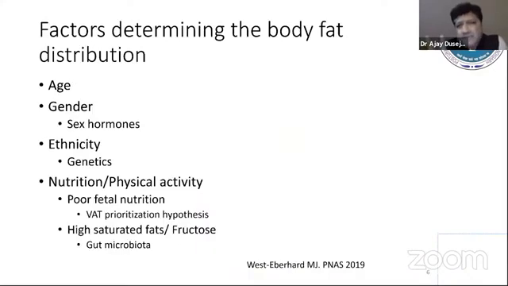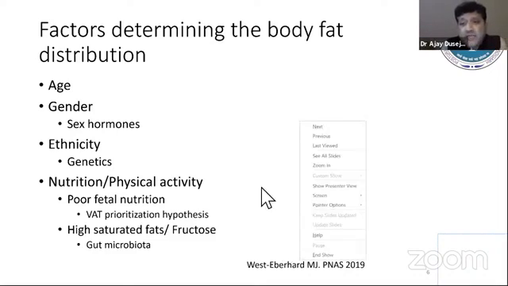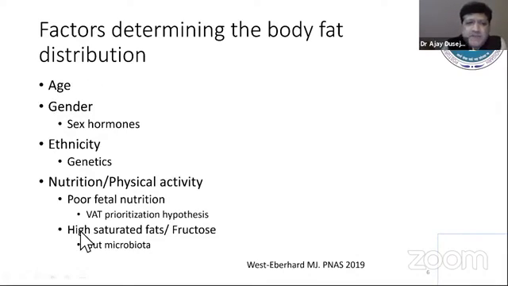Now, what are the determinants of this body fat distribution which we just discussed? You have subcutaneous adipose tissue, you have visceral adipose tissue predominantly, and then the ectopic fat distribution. So what are the determinants? I think this is dependent on various factors. To summarize, what I have written here is that age and gender are very, very important factors, and maybe we'll have some discussion on this. Your race or your genes are also determinants of the kind of body fat distribution you are going to have.